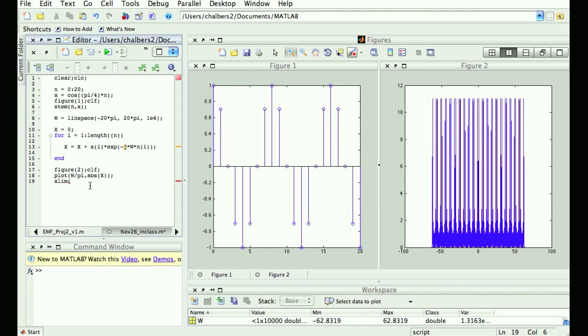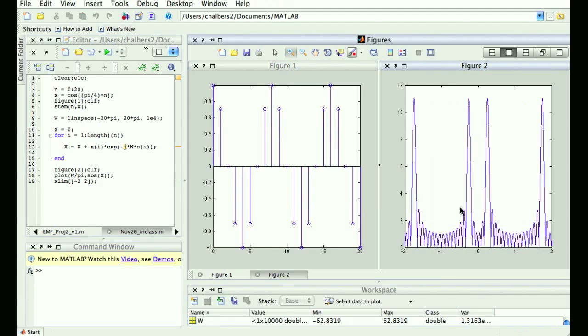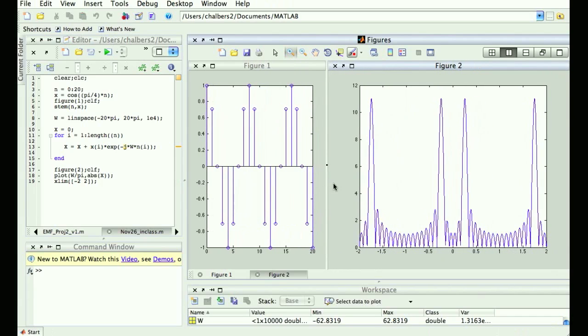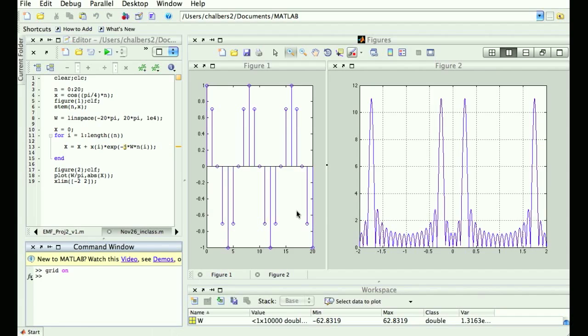Now, is my peak where I think it should be? Where should my peak be? I have a cosine with frequency pi over 4. Therefore, my peak should be at 0.25. Pi over 4, 0.25. Is that where it is? Sure looks like it. Let's see. Set, get current axis, x tick, 0.25. There it is.